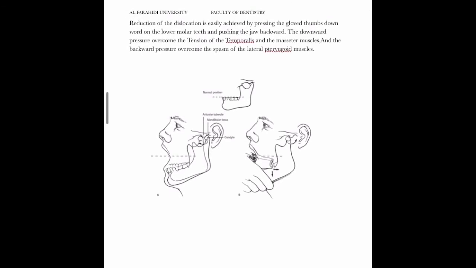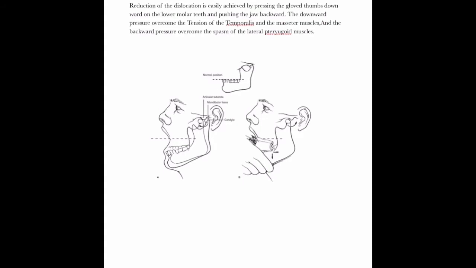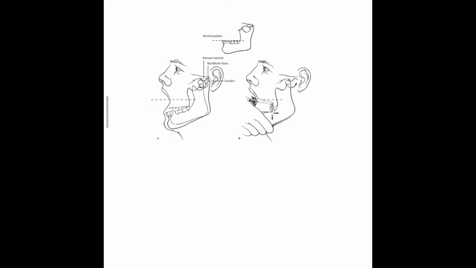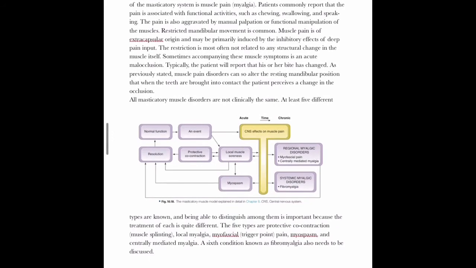The reduction of the dislocation is easily achieved by pressing with gloved thumbs downward on the lower molars and then pushing the jaw backward. The downward pressure overcomes the tension of the temporalis and the masseter muscles, and the backward pressure overcomes the spasm of the lateral pterygoid muscle, so it clicks right back in, as shown in this figure, in which the doctor put his thumbs on the molars and pushed downward and backward until he heard the click back in.